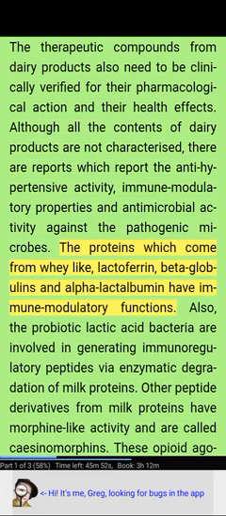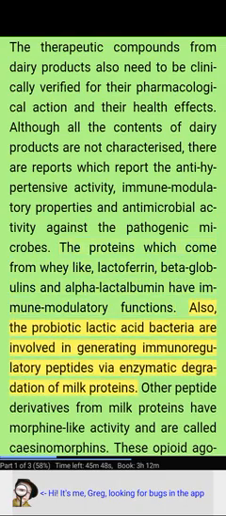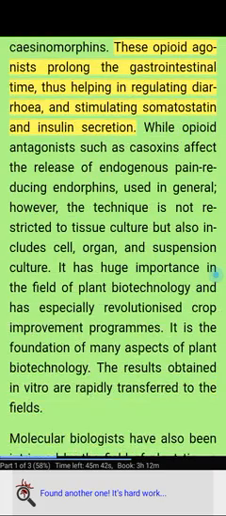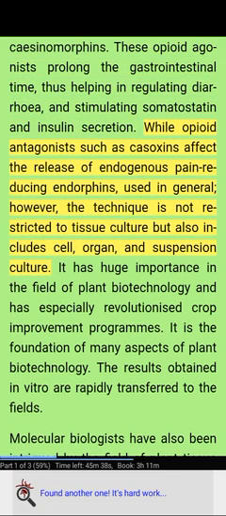The proteins which come from whey like lactoferrin, beta-globulins, and alpha-lactalbumin have immune modulatory functions. Also, the probiotic lactic acid bacteria are involved in generating immune regulatory peptides via enzymatic degradation of milk proteins. Other peptide derivatives from milk proteins have morphine-like activity and are called casomorphins. These opioid agonists prolong the gastrointestinal time, thus helping in regulating diarrhea and stimulating somatostatin and insulin secretion, while opioid antagonists such as casoxins affect the release of endogenous pain-reducing endorphins.